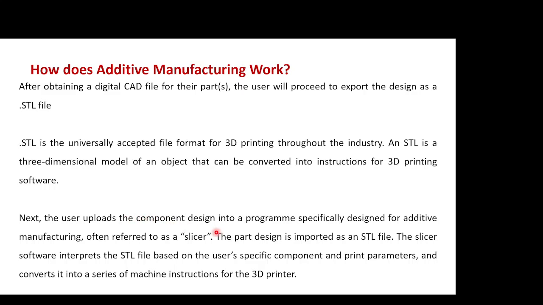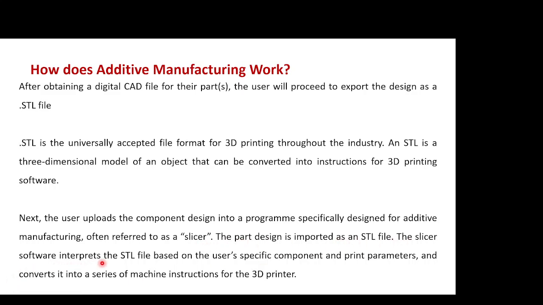Now the user uploads the design into a program specifically designed for 3D printing, and this program is called Slicer. So you first create a digital model, then the output of the digital model is saved in the STL file. That STL file is then loaded into a software called Slicer. The part design is imported as an STL file.